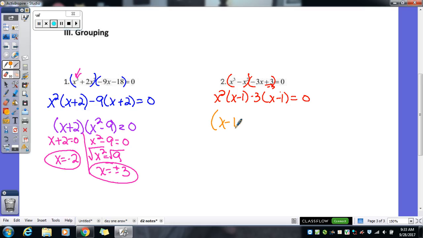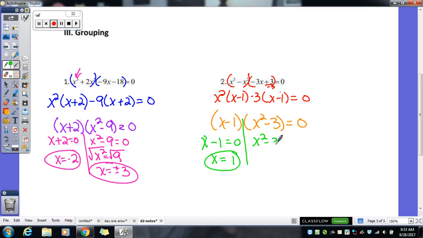So now I'm going to pull out my x minus 1. I'm left with x squared minus 3. So let's set those equal to 0. So I get x equals 1 is one of my answers. And then our other answer should be plus or minus the square root of 3.